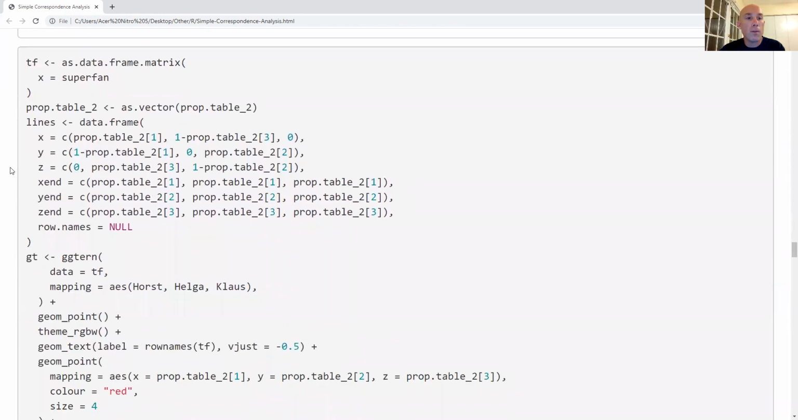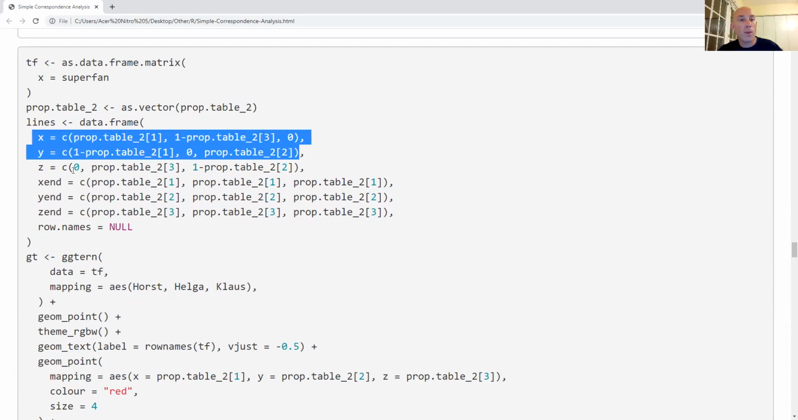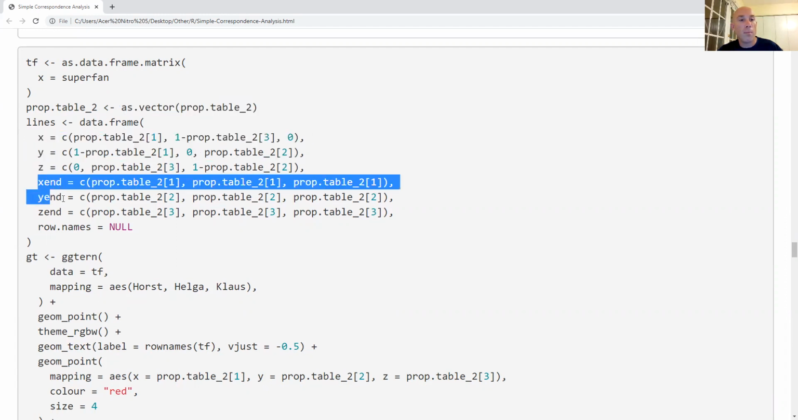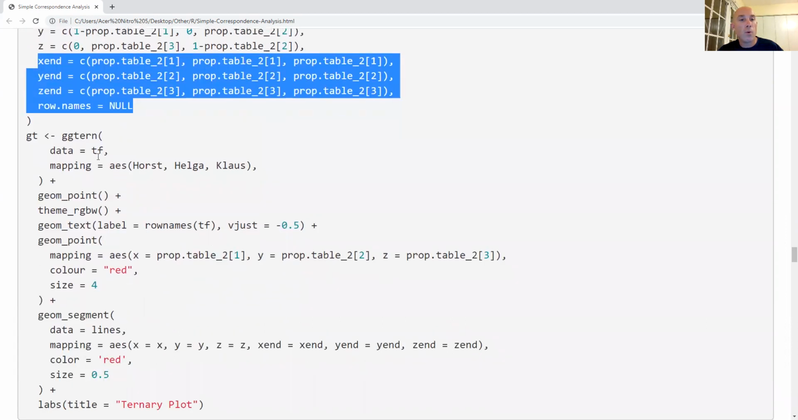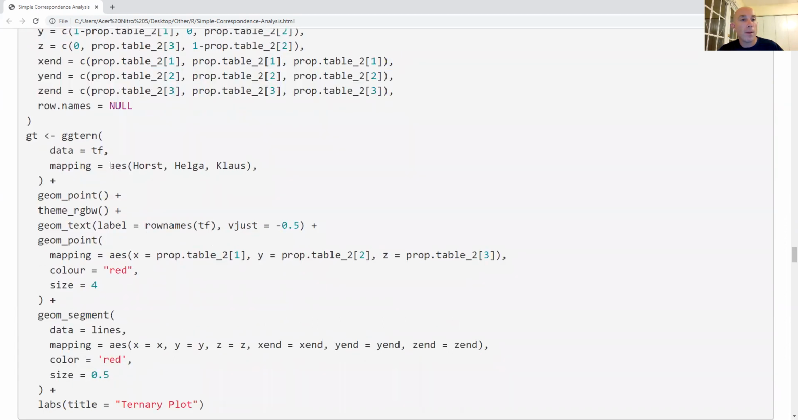All right, now, to do this, we're going to need to do a lot of data prep to get things going in the right way. So I need a data frame for my data, so I can just use the ggplot format. Here, I'm doing my proportional tables. And then here, I'm working out details of some lines I'm going to plot in a moment. And here's the actual plot. You'll notice that each of my superfans ends up being a variable for the ternary plot.